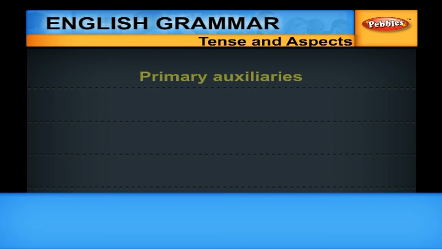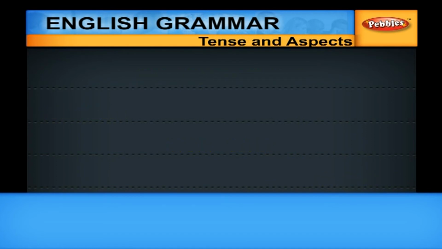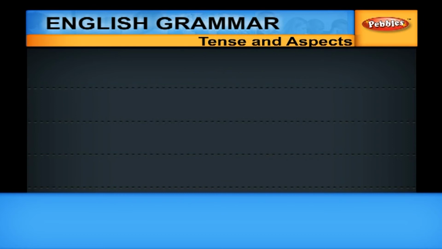What are the primary auxiliaries? Primary auxiliaries, we classify them under three headings: be form, have form, do form. By be form, we mean am, is, are, was, were, being, been, to be, and be. We will apply VO terminology here.